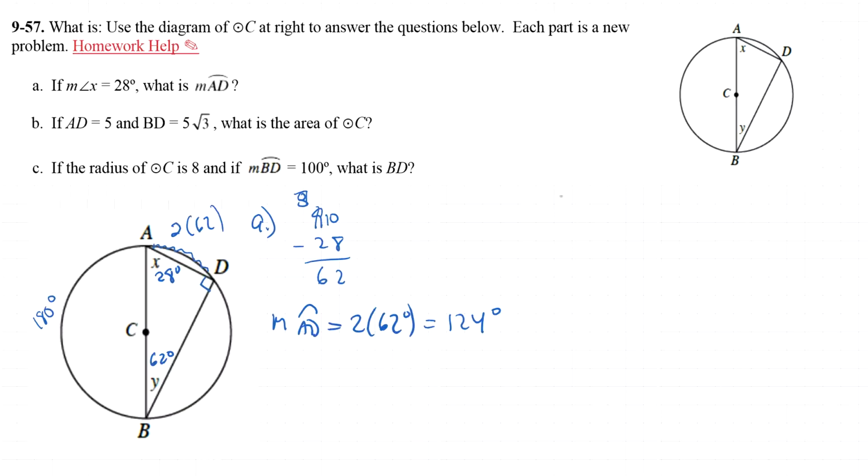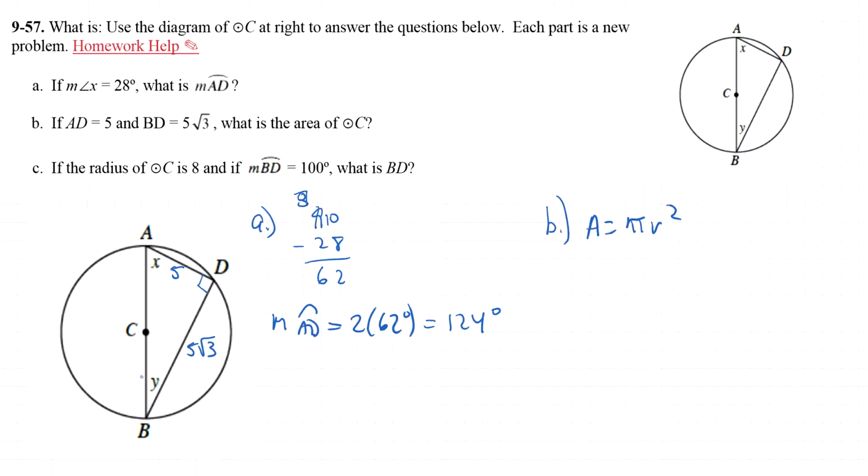Alright, so now we're going to do B, and I'm going to erase all this stuff because it's a separate problem. B is, if AD equals 5, so this length here is 5, and if BD is 5 root 3, so this length here is 5 root 3, what is the area of circle C? In this problem, we want the area of a circle, which is pi r squared. So I need the radius.